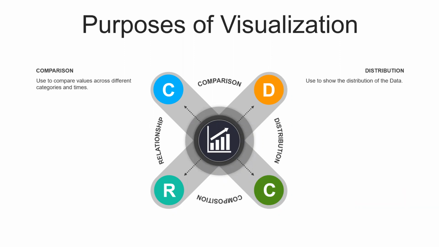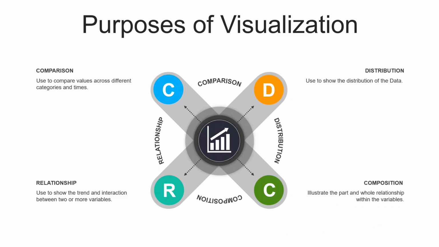The last one has to do with relationship. This is used to show the trend and interaction between two or more variables. That's the reason why this relationship purpose is there. These are the charts that we use to show this relationship or trend. That's why I made mention of the Forex market, because it's data that shows the trend of something or the interaction between particular things.